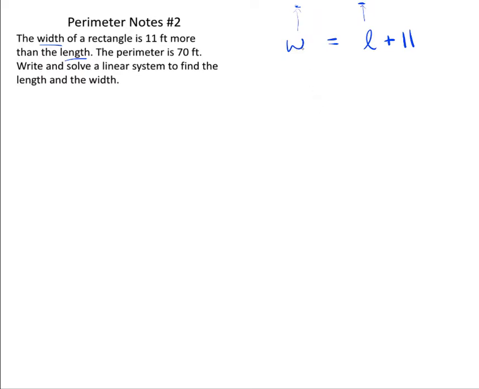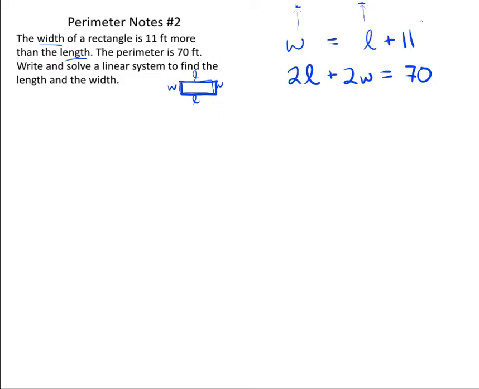So now that they're equal, the width equals length plus 11. Now remember our perimeter again. Our perimeter is, and I don't usually draw a big rectangle, but it helps me think through. There are 2 L's and 2 W's to find the perimeter around the outside. So that would be 2 lengths plus 2 widths equals 70, our perimeter around.